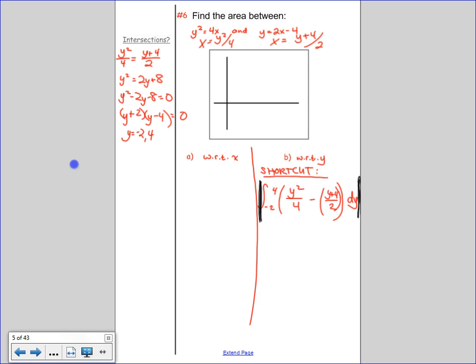But if I only have two functions, or if I only have two expressions, if I only have two intersections, shortcut says, cool, they can't cross places, so I'll just do one minus the other. I don't know which one's bigger or smaller, but whichever way I subtract, the number will be the same. I just need to make sure it's positive at the end. Right?